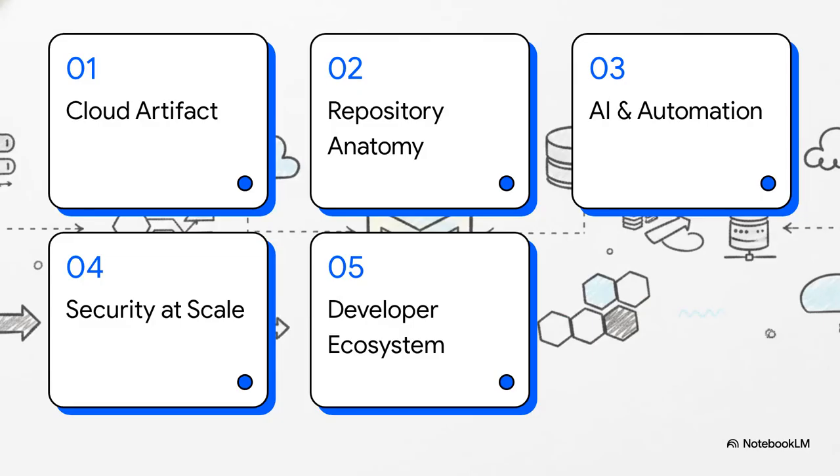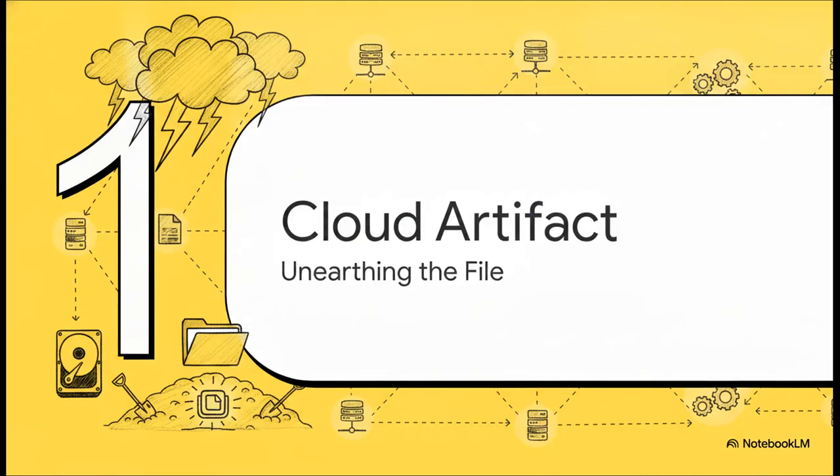So, here is our game plan. We'll start with the cloud computing artifact itself, unpack the anatomy of a repository, step into the AI and automation era, look at security at scale, and finally, zoom out to the broader developer ecosystem. All right, Section 1, the Cloud Computing Artifact, Unearthing the File.